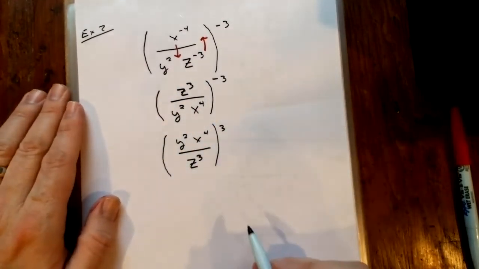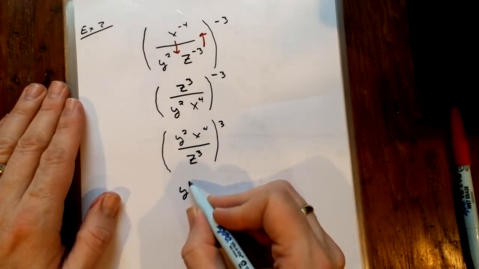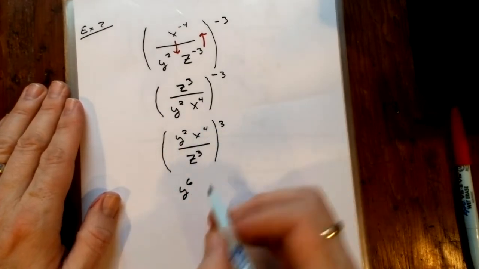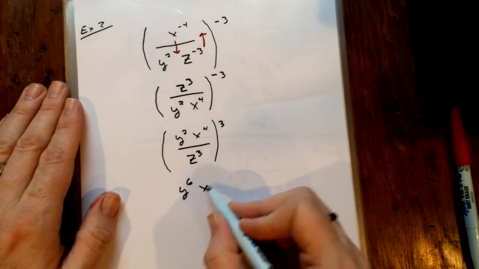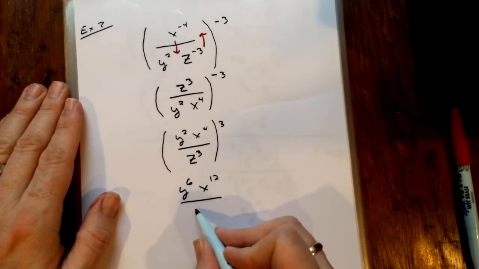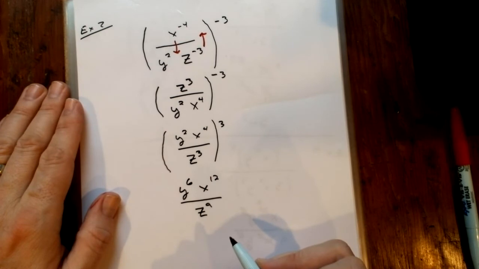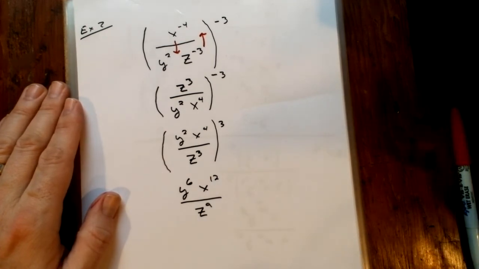Now let's deal with our power rule. Y squared cubed will be y to the sixth. X to the fourth cubed will be x to the 12th. Z cubed will be z to the 9th.